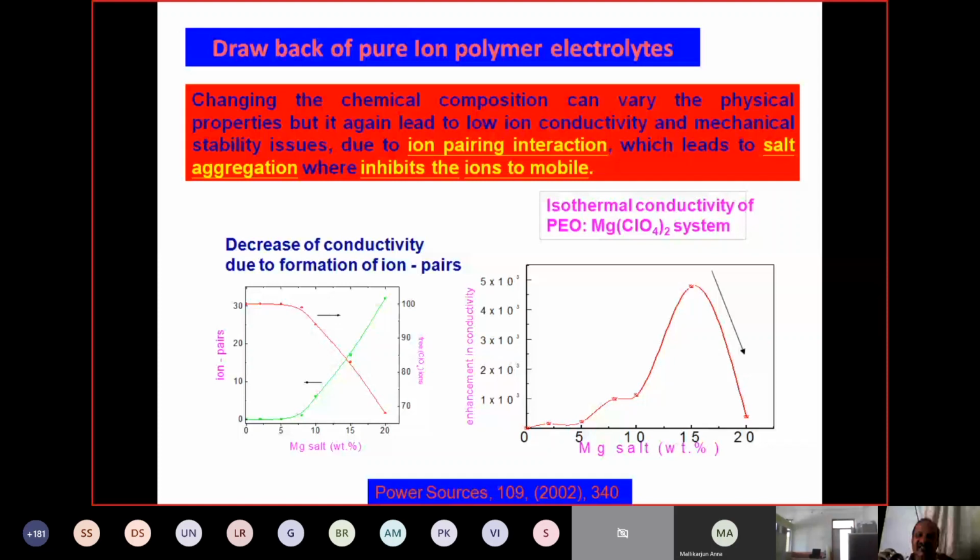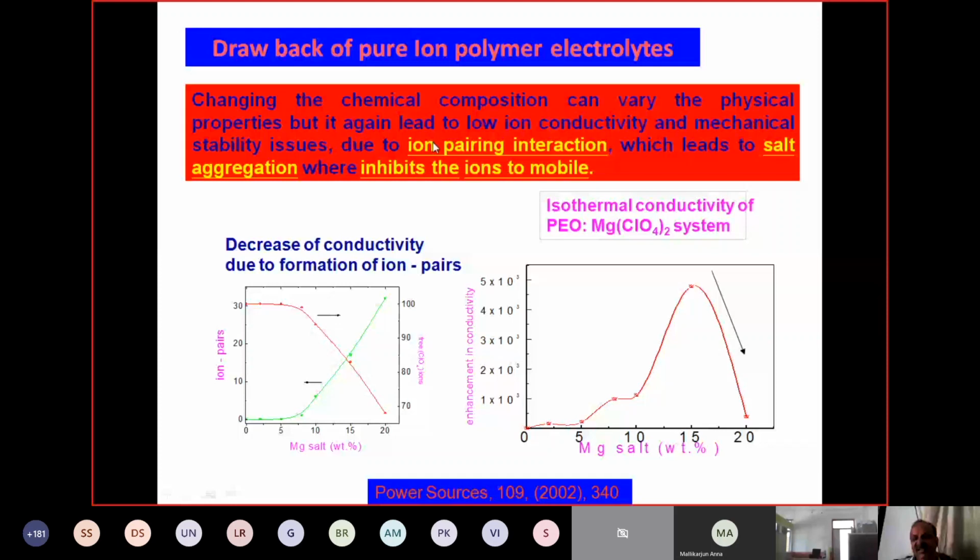You see here, ion pairs, and also free ClO4 ions. Ion pairs are increasing with increasing salt content. Because of this increase in ion pairs, the conductivity is decreasing. You see here, free ClO4 ions are also decreasing. That means ion pair interaction is taking place, the aggregation of the salt. Because of that, the transport properties are decreasing.